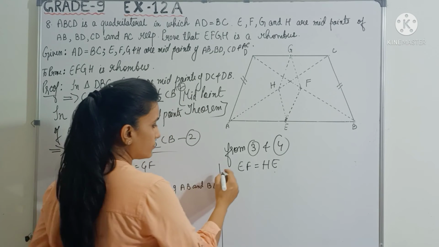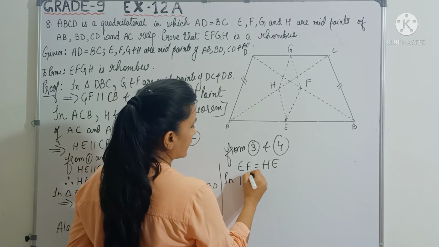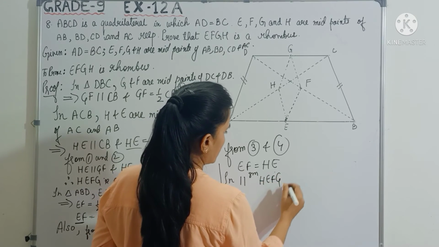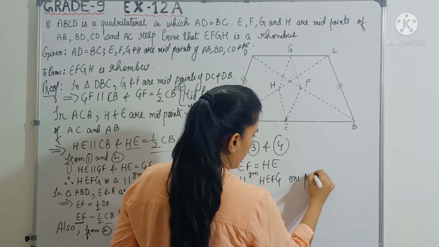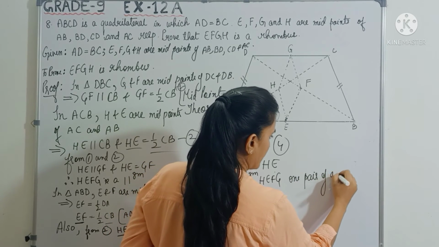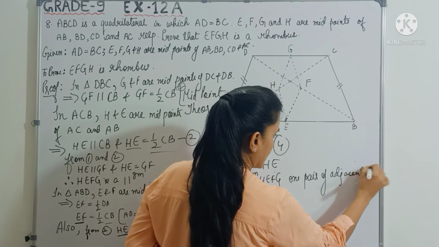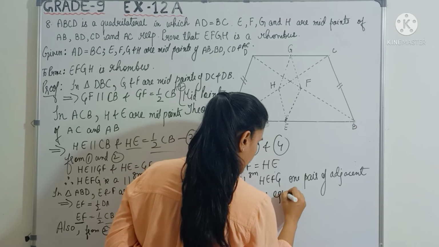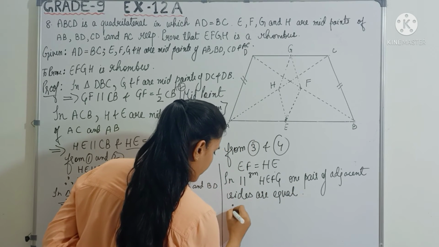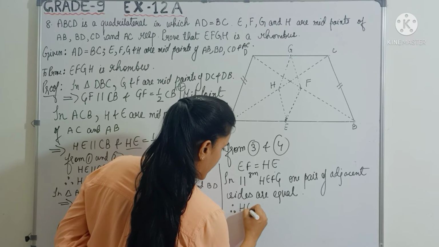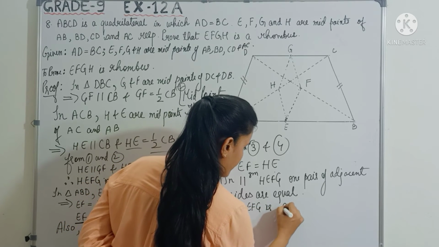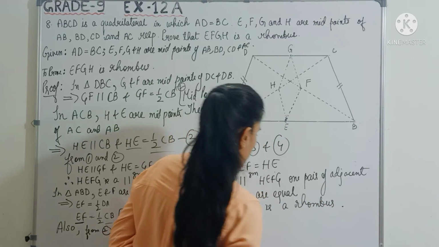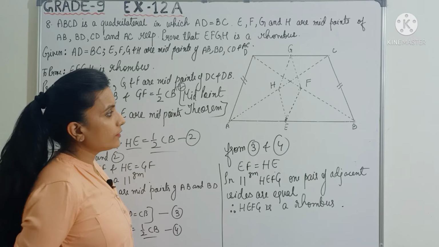So you can write down that in parallelogram HEFG, one pair of adjacent sides are equal. Therefore, HEFG is a rhombus. So I hope it is clear to everyone, right?